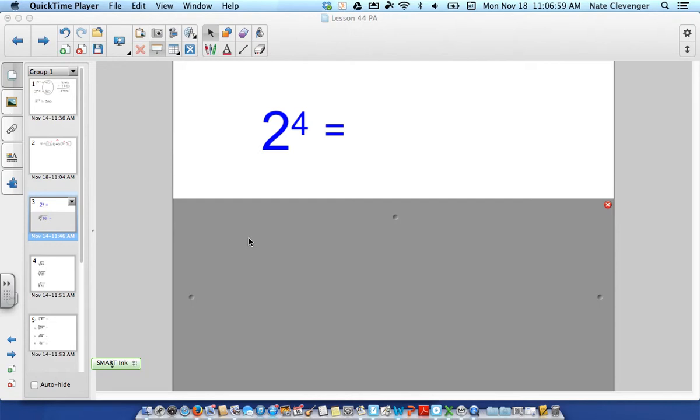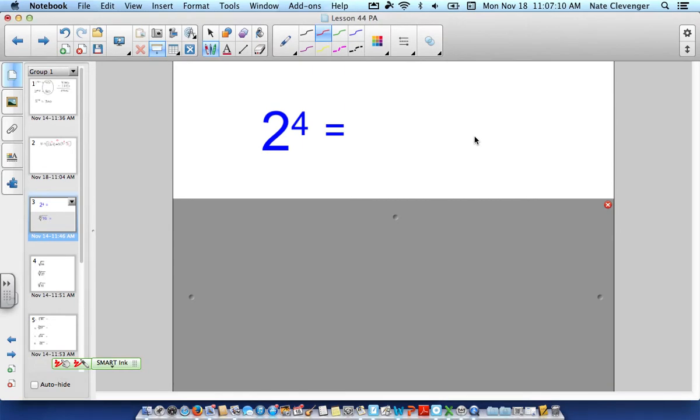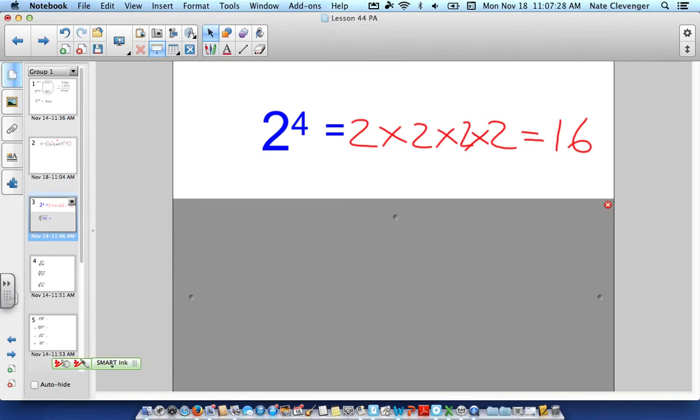Ryan, what is 2 to the 4th power? 16. We get that because we take 2 times 2 times 2 times 2, and that gives us a value of 16. Okay, and the reason I write that, you should have that one memorized.